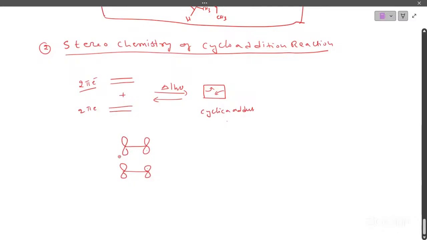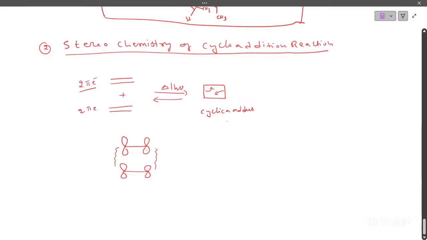These two pi systems have two carbons each. Each carbon is sp2 hybridized. Therefore, each carbon has one unhybridized p orbital. These unhybridized p orbitals overlap with the unhybridized p orbital of the carbon of the other pi system. Therefore, these two orbitals undergo overlapping to produce the sigma bond.